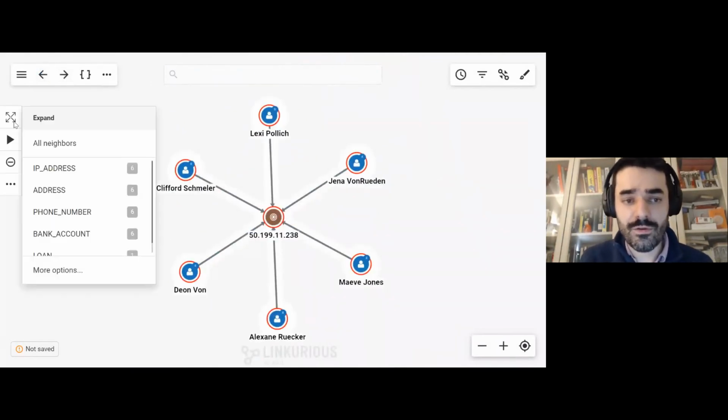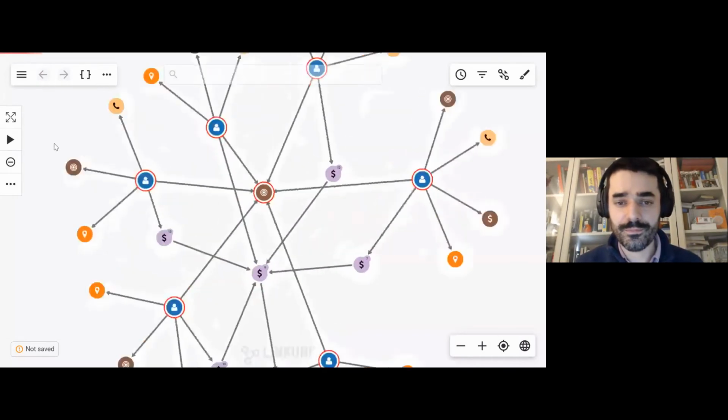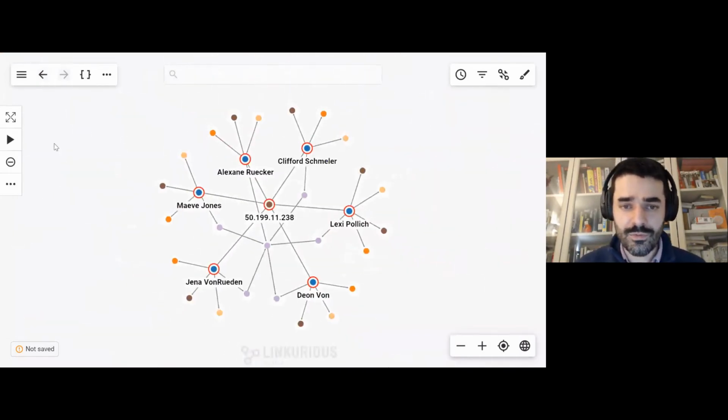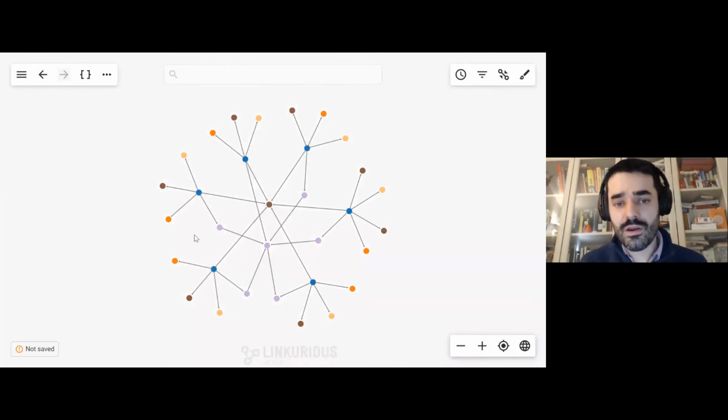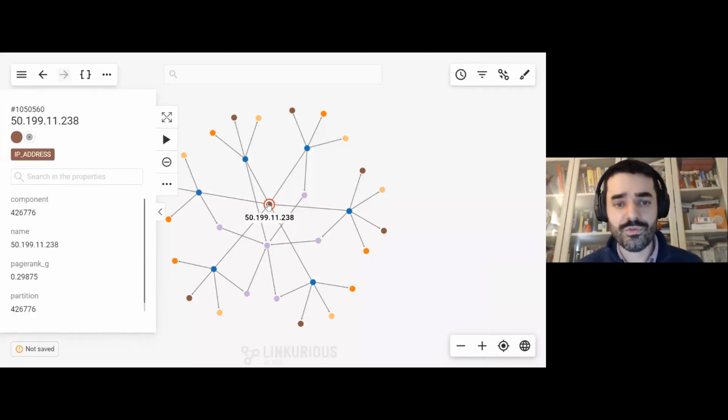Going back now to the Linkurious Enterprise UI, I'm going to undo, and I'm just going to retrieve everything that those 6 persons are connected to. Okay, so I have new information on the screen, and there are already a few things that seem interesting to me. First of all, indeed, those 6 persons are all sharing the same IP address.